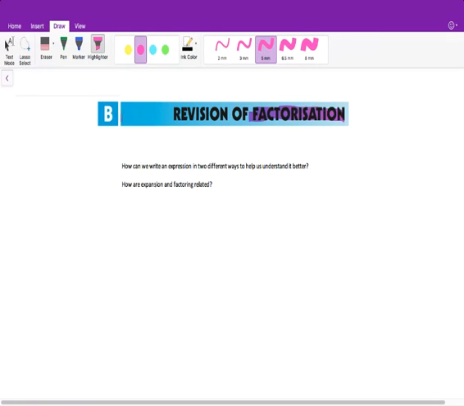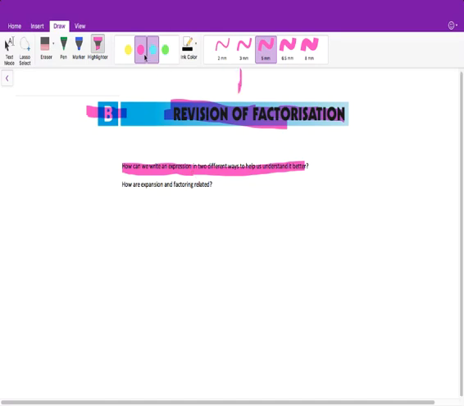All right, so the first section is going to be section B, and it's going to be revision of factorization. So all the things we're doing in this video, you should have done at some point before. And remember, there are always going to be essential questions that I want you to focus on. The essential question I want you to focus on now is how can we write an expression in two ways to help us understand it better? And the second essential question is how are expansion and factoring related?